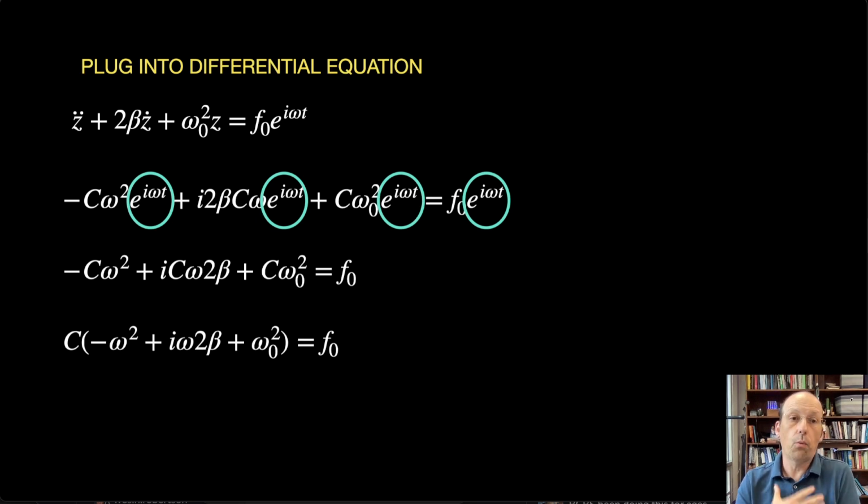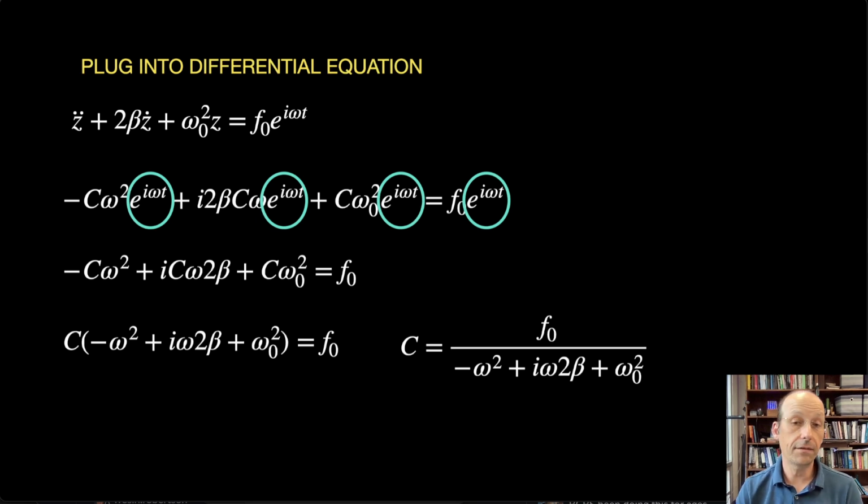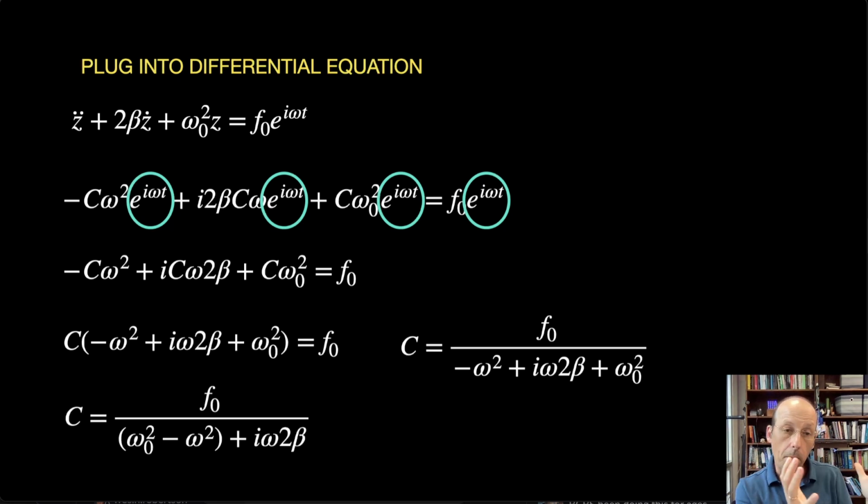Now I want to solve for c. Remember, that's what I need. I want to say what c would satisfy this equation. So I can factor out the c, it's in every term, and then I can divide both sides by the stuff in the parentheses, and I get c is F0 over negative omega squared plus 2i omega beta plus omega naught squared. Now, that's a complex number on the bottom, so I have a real part and imaginary part. Let's group the real part together and group the imaginary part together. And so I have omega naught squared minus omega squared, that's my real part. And then I have the i omega 2 beta, that's my imaginary part.